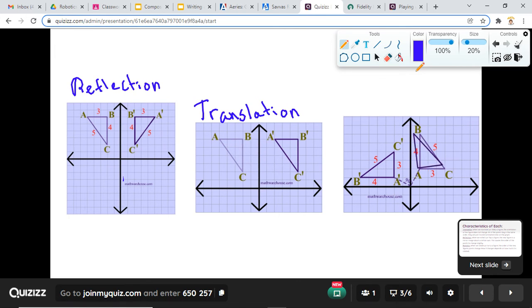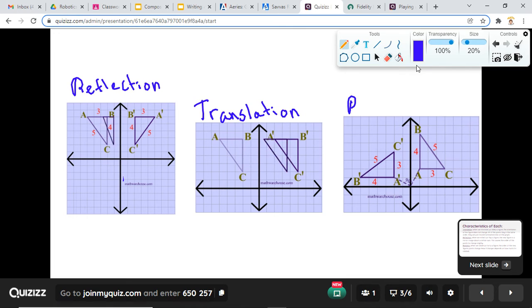The A, B, C all keep the same order here. The figure does not change size or orientation, meaning it doesn't turn at all. It is simply slid or translated to a different spot on our X and Y coordinate plane. Okay, last one here. This figure right here, what do you guys think it is?